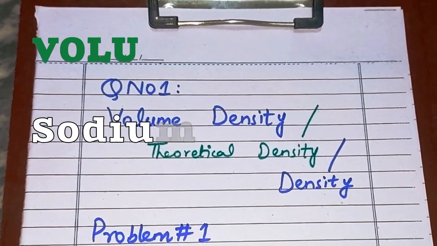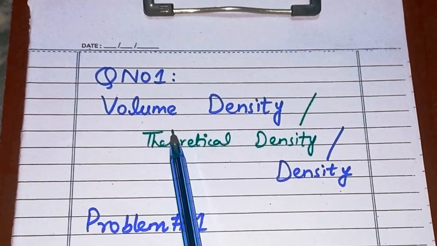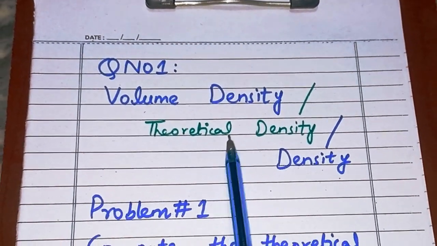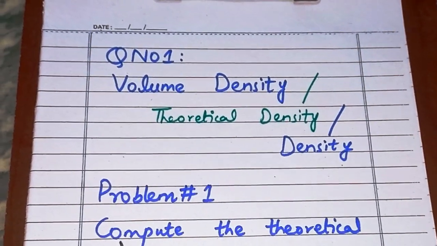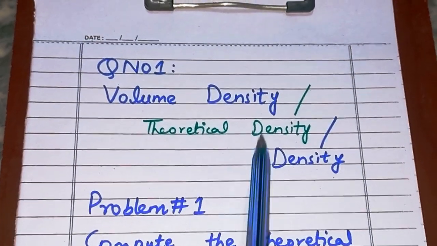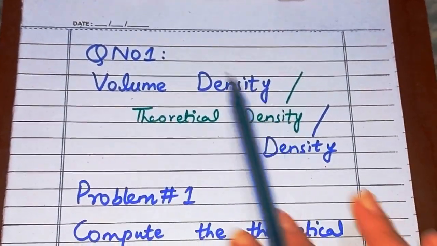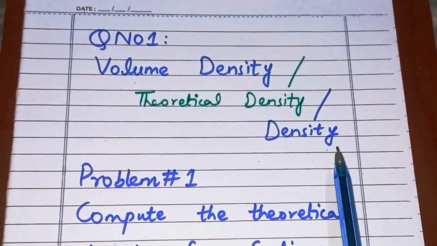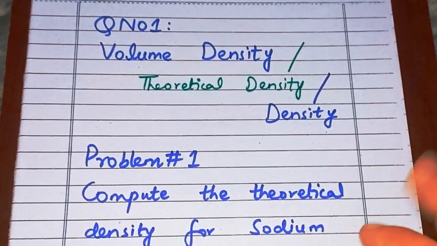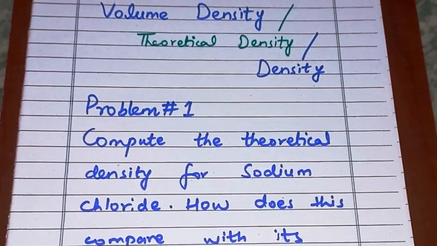In this video, we are going to solve a problem related to volume density or theoretical density or simply density of ceramic structures. They are all equivalent terms. They are the same. So if any of these terms comes in, you should know that they are all the same. And yes, let's see the problem statement and we'll dive directly into the solution.